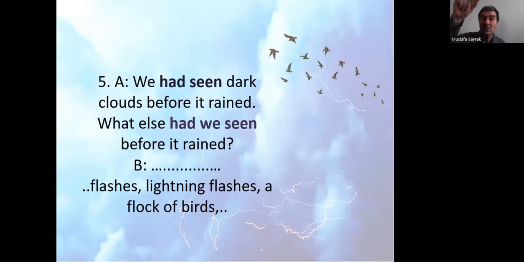When we saw the dark clouds, it didn't rain. It wasn't raining. But after we had seen dark clouds, it started to rain. It rained. We had seen dark clouds before it rained. What else had we seen before it rained? We had seen birds, we had seen lightning flashes, we had seen a flock of birds. Yes.